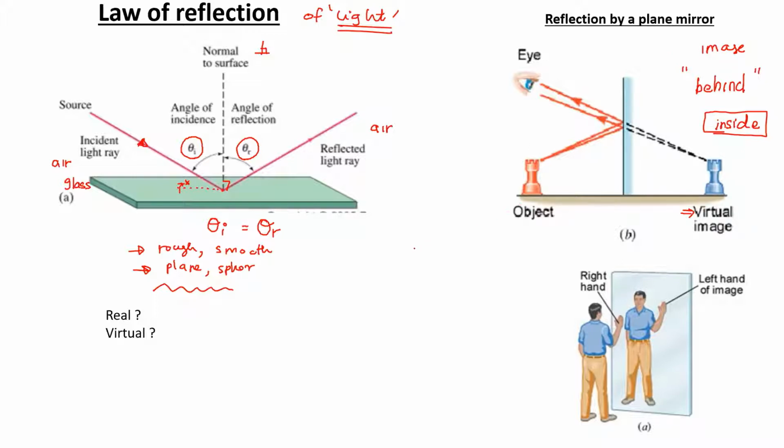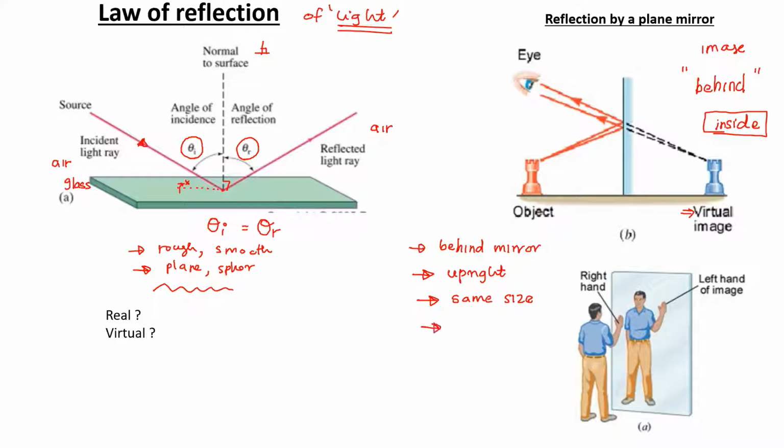What else can you say? We figured out it is behind the mirror. What else can you tell about the object? Is it upright? Yes. It is upright, not upside down. When you look at your face in the mirror, you don't see yourself standing upside down. What about the size? Same size. If you look at yourself in the mirror, you see the same size. You don't see a tiny face or a huge face.